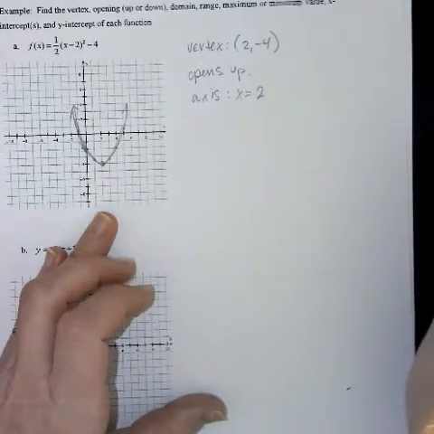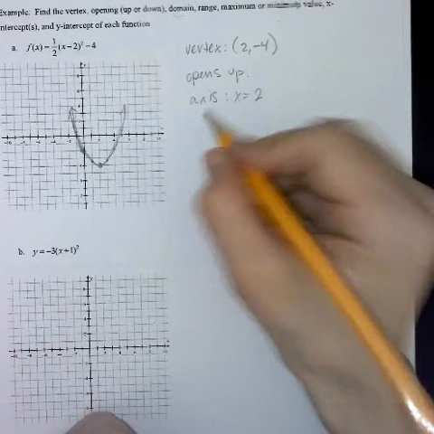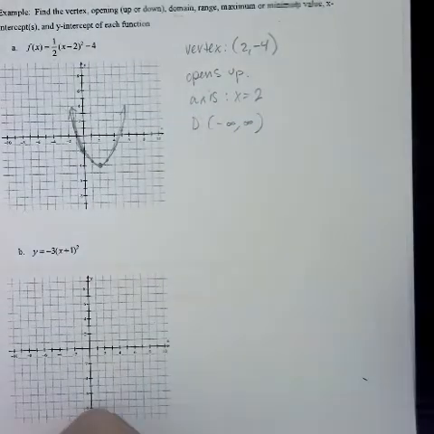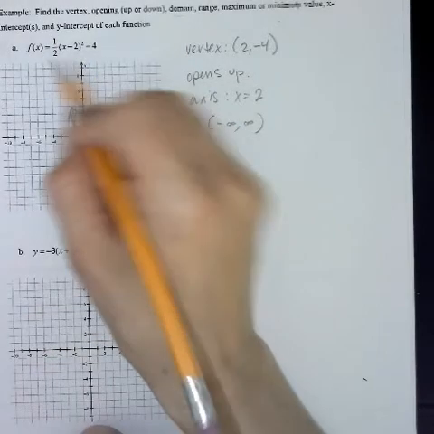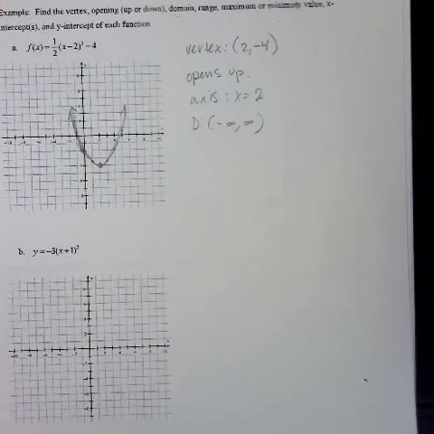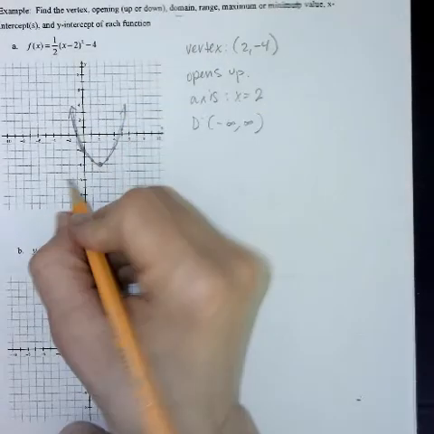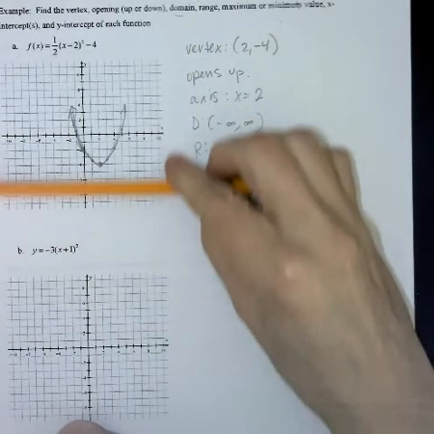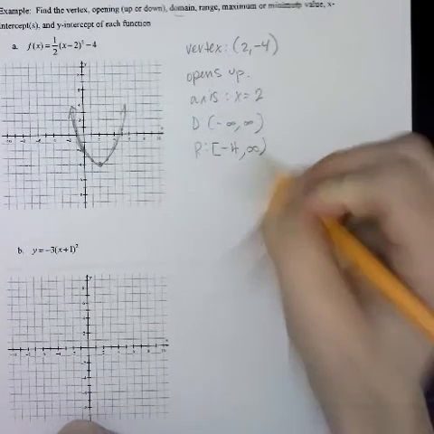Then the domain, that's easy for parabolas. It's always all real numbers. You shouldn't even have to think about that one. You can always square numbers and add and subtract, so always all reals. The range, once you get the graph and see where the min or max is, that makes it pretty easy to find the range. We can see this has a minimum of -4, and then from there goes on forever to infinity.